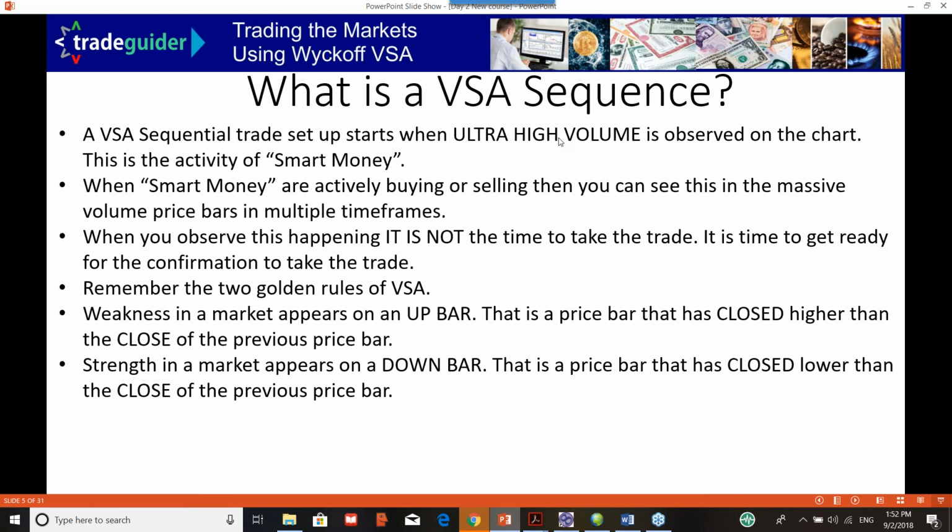Remember the 2 golden rules of volume spread analysis. Weakness in a market appears on an up bar. Remember what that is. That is a price bar that has closed higher than the close of the previous bar. Strength in a market appears on a down bar. That is a price bar that has closed lower than the close of the previous price bar.